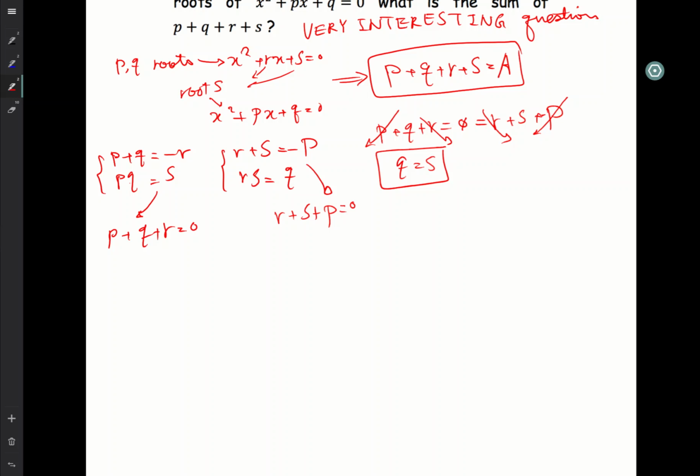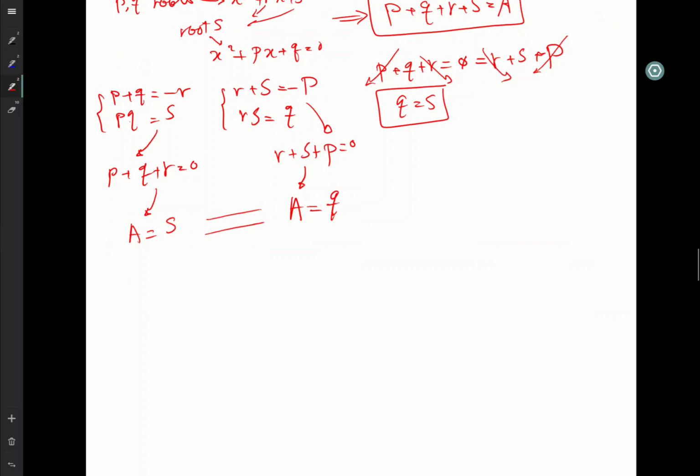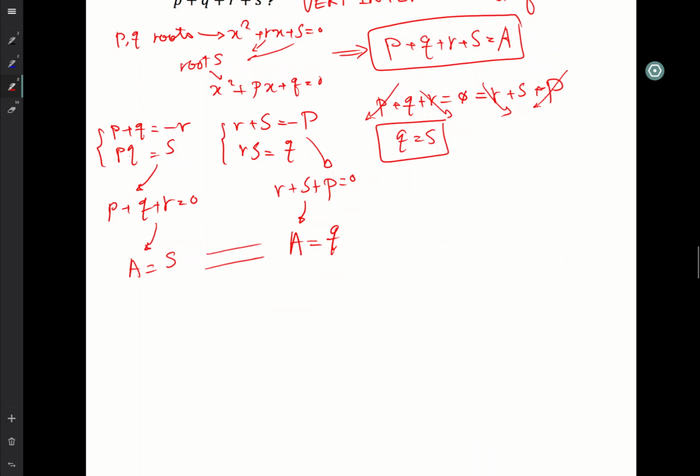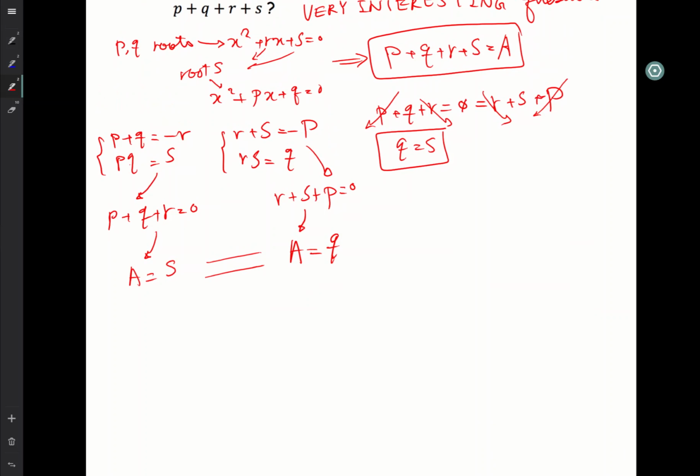And the other thing is that if p plus q plus r is 0, then A, let me write it down, basically A should be equal to s. Here A equals q, right? And therefore because A is the same, q and s should be the same. So that's the first conclusion that we're making here. Q and s are the same, and that's actually the value of the sum that we're looking for.